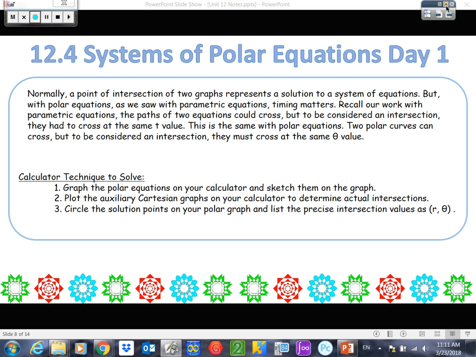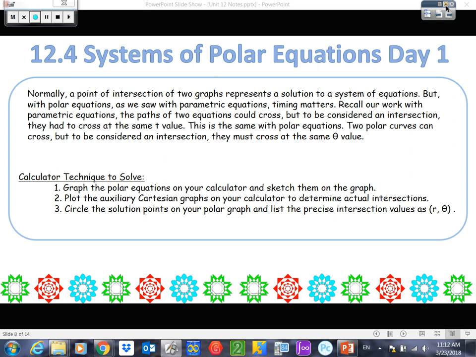We're going to graph two graphs and determine where they cross. So normally, the point of intersection of two graphs is a solution, right? We saw when we were working with parametric equations, remember the spider and the fly, the curves looked like they crossed, but they really didn't get there at the same time. It's kind of the same thing with polar.